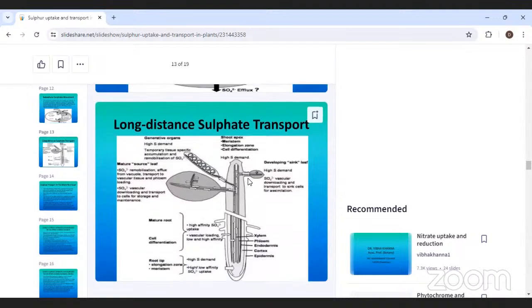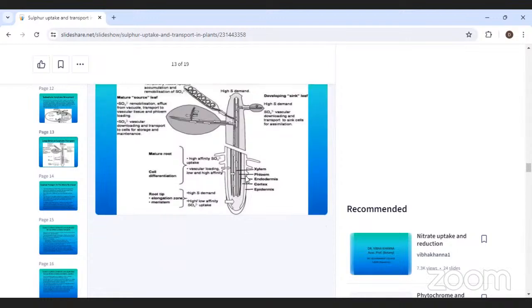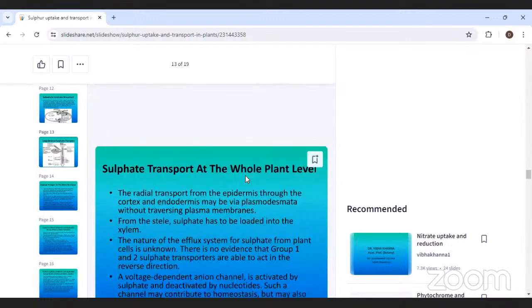The sulfide then combines with O-acetylserine (OAS) to form cysteine and acetate. The O-acetylserine is formed from serine and acetyl-CoA in the presence of the enzyme serine acetyltransferase.